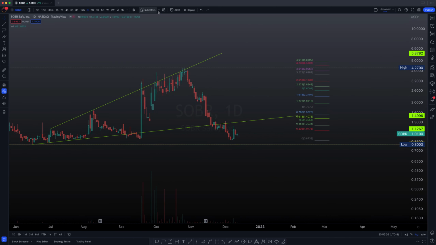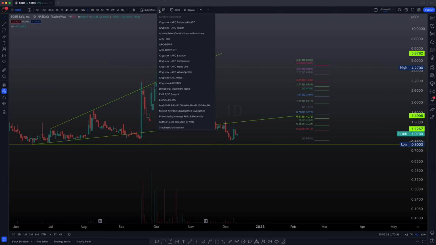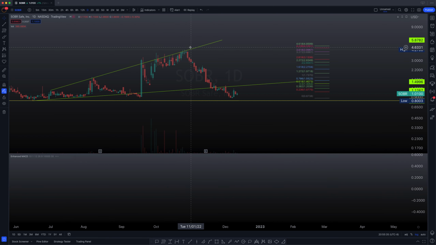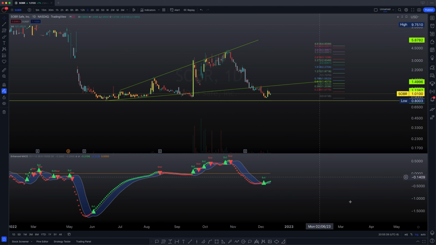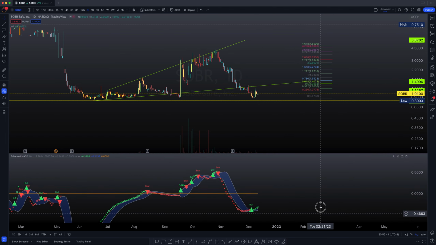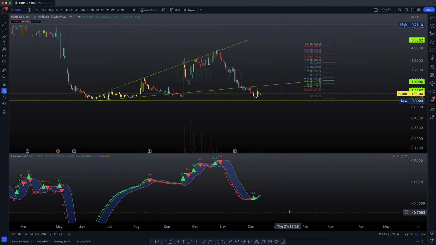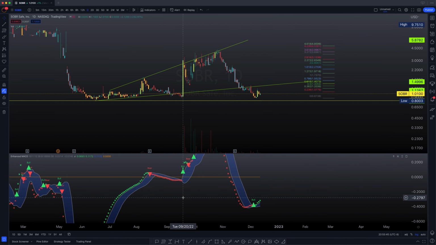Now let's load up some of the ARC-Series Crypstex indicators just to see if we are getting a short signal in any of them. First of all, we're going to start off with the ARC Enhanced MACD, which by the way, these indicators are available to you. They are now live and can be acquired by you. Just make sure to send me a DM and I will give you the details as to how to acquire these.